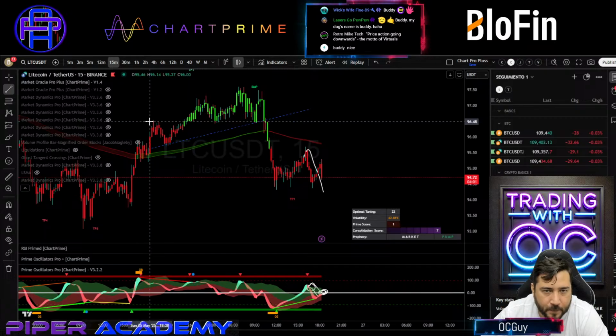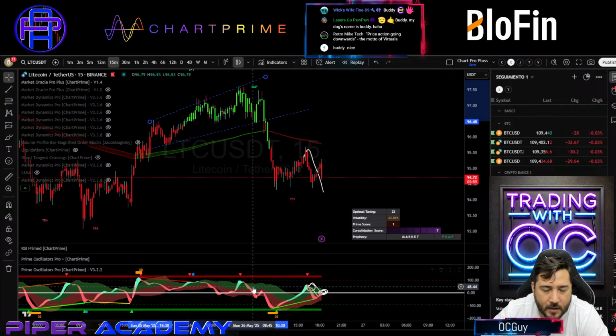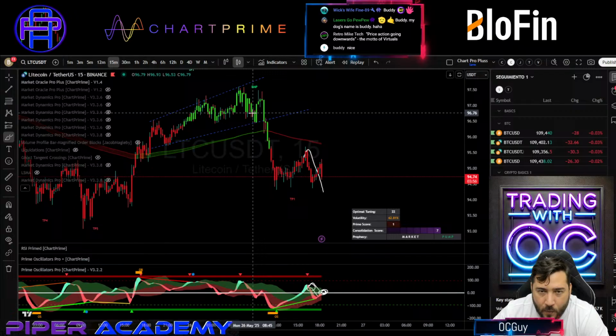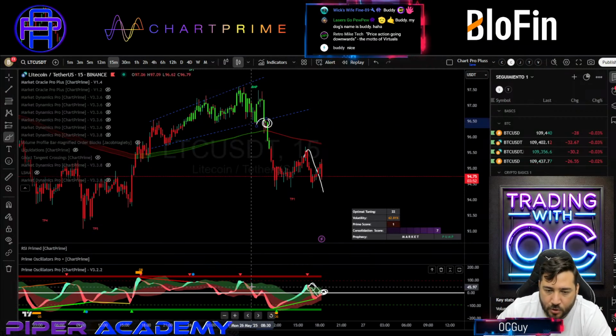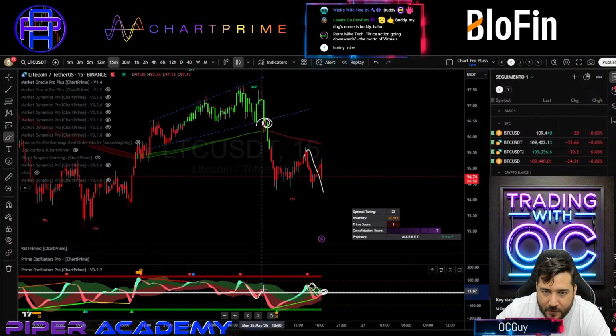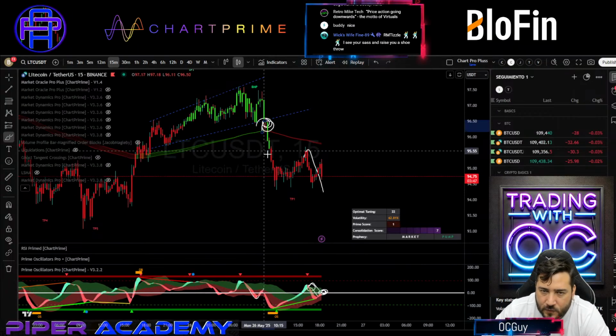Yep. I was looking at a megaphone pattern, right? So I was expecting a possible long in here at this support because I see this flip of the ribbon, and it was, hey, yeah, I think, look at those wicks, right?